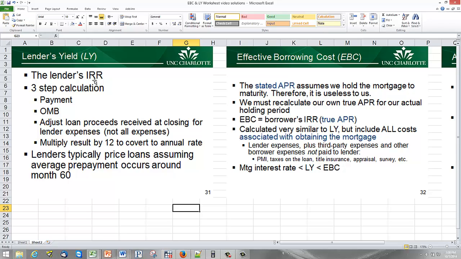That's the lender's yield. A quick note about lender's yield is that lenders do have to make some kind of assumption about when prepayment occurs. Typically this is around month 60 or 5 years, but in different markets, it can be longer or shorter depending on what kind of prepayment they're experiencing at the moment.